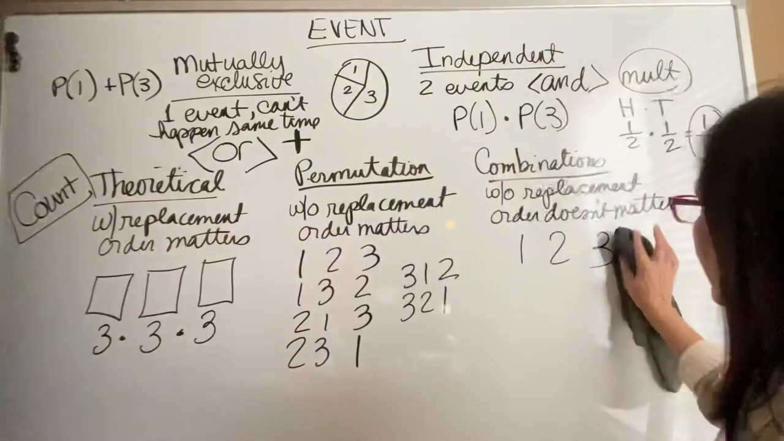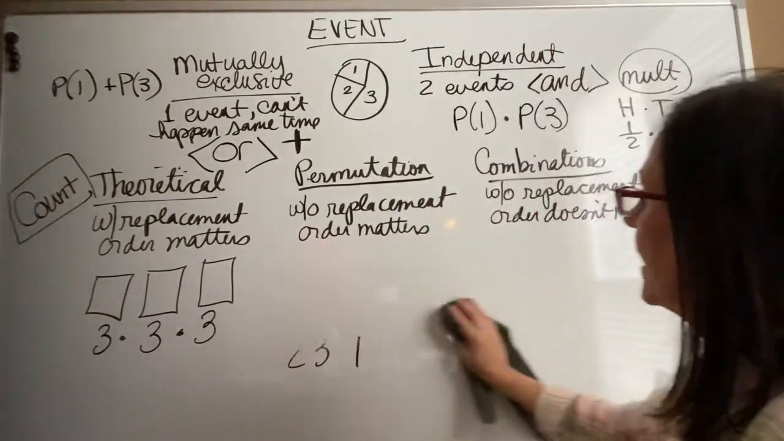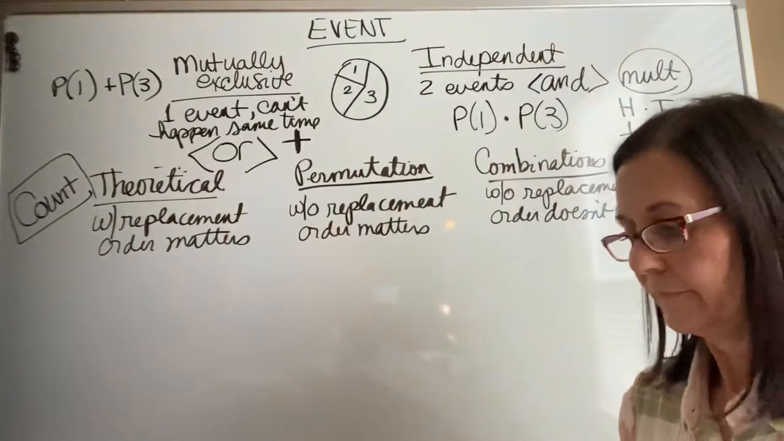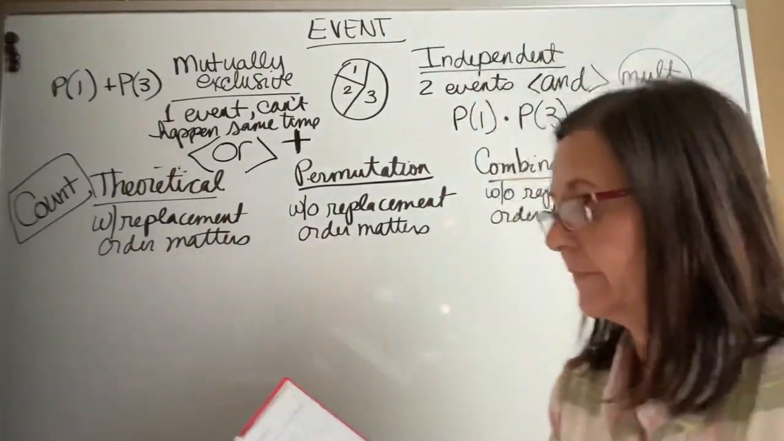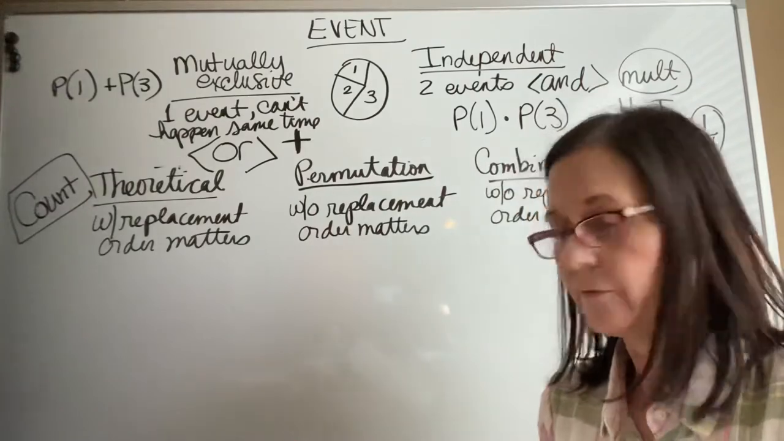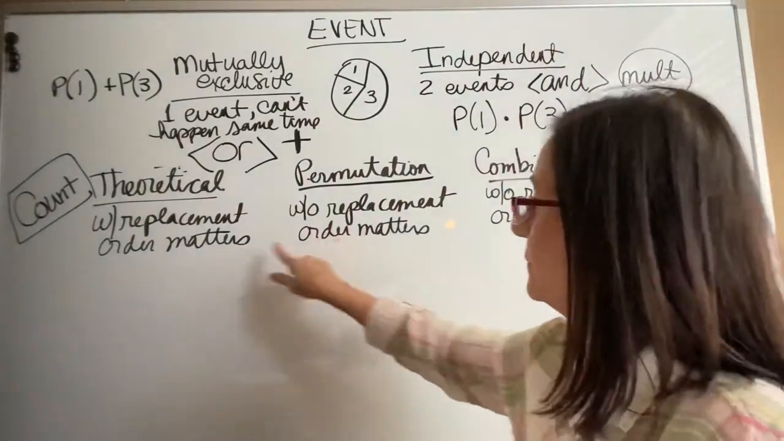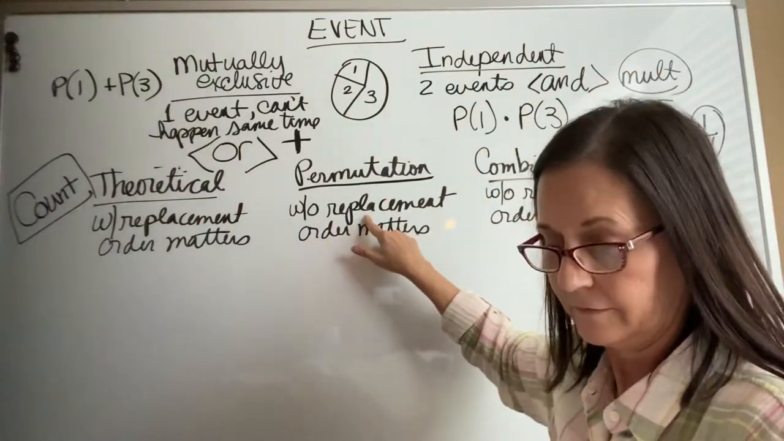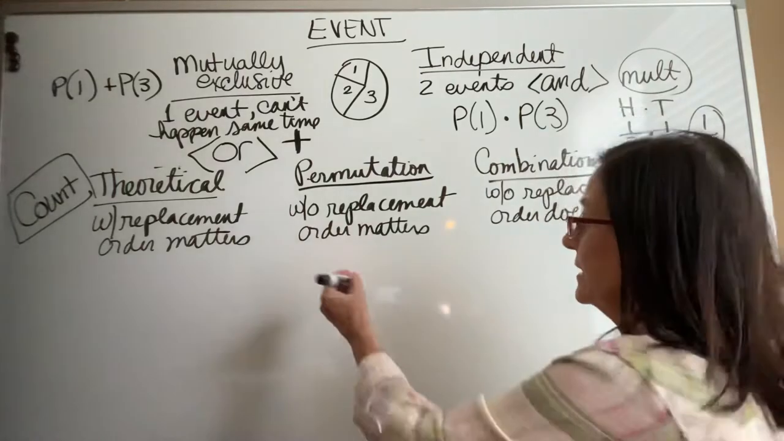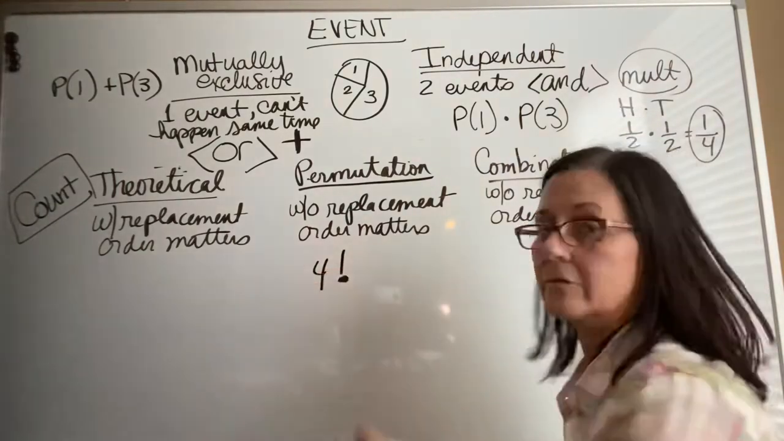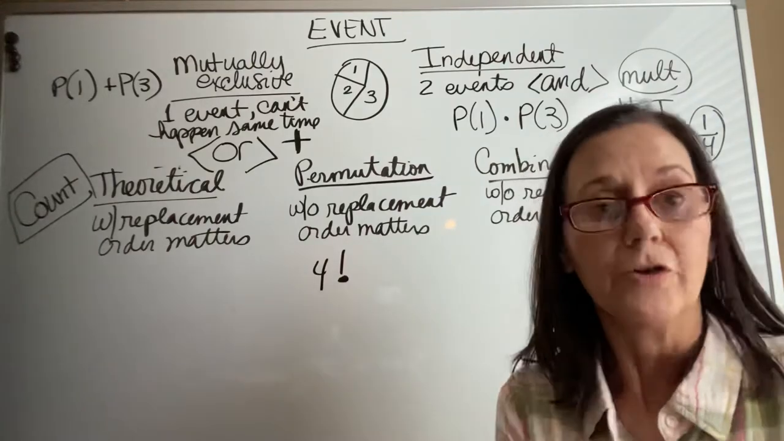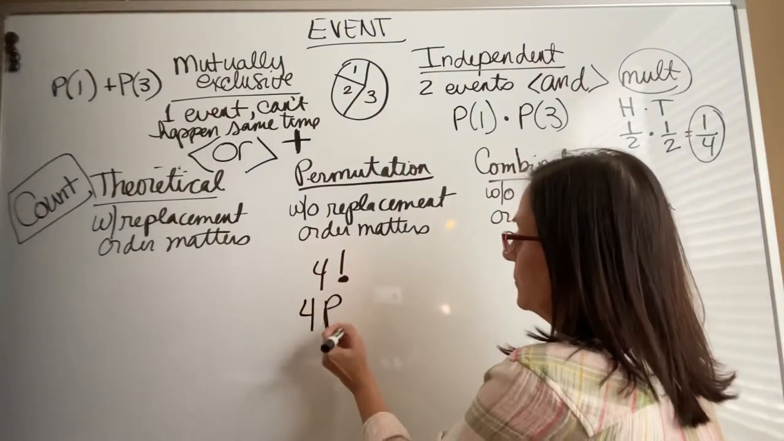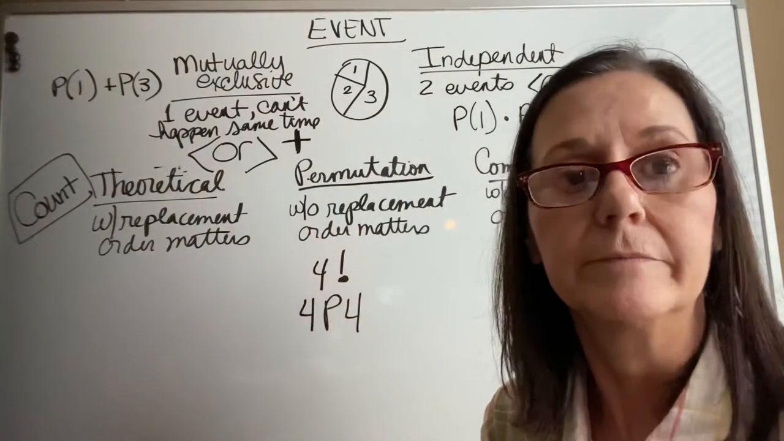So I'm going to erase these examples, and we're going to decide, is it theoretical, is it a permutation, is it a combination? All right? How many different ways can the numbers 3, 5, 7, and 8 be arranged in order? No repetition. It's a permutation. So, it's going to be 4 factorial. Or you can do this in your calculator. There are 4 numbers. I'm going to permute 4 of them. I'll show you.